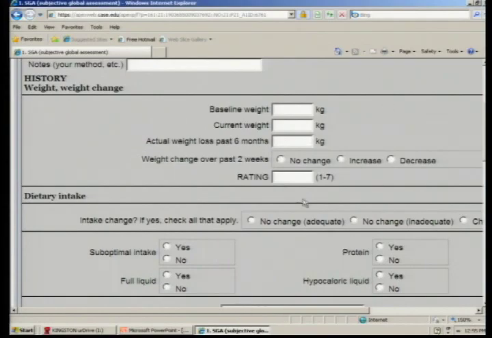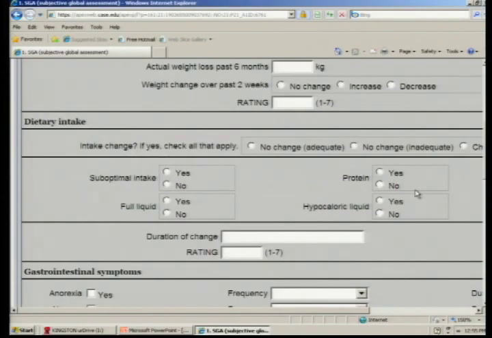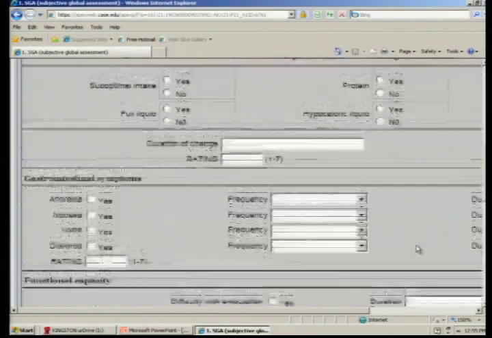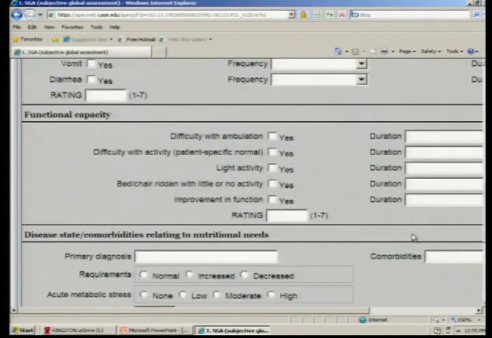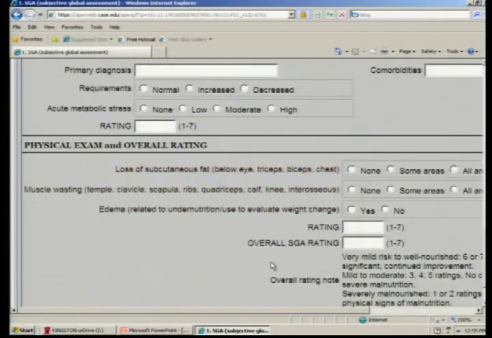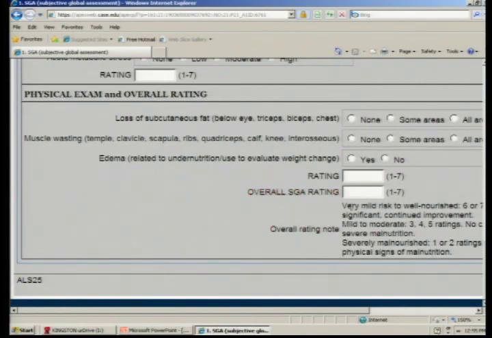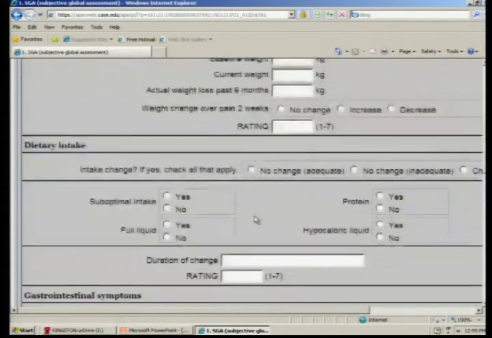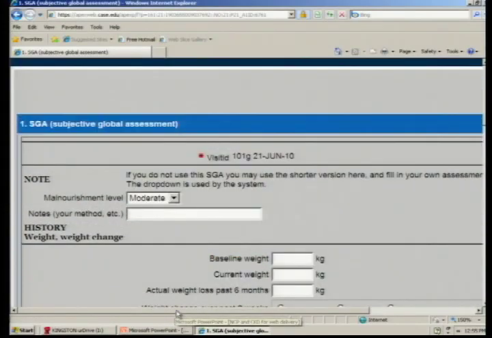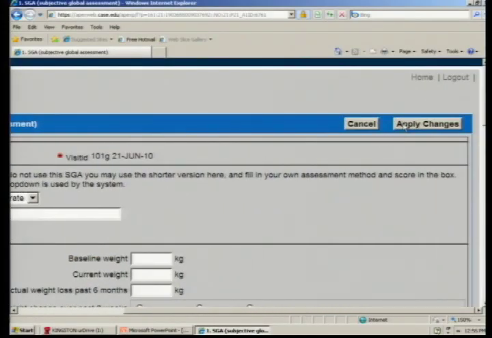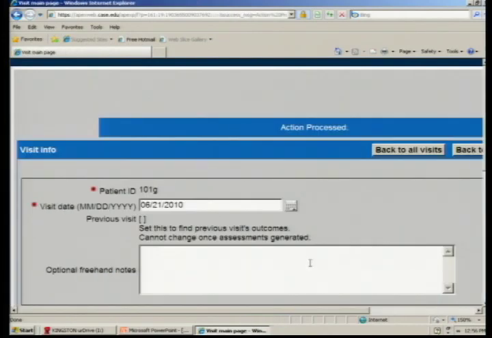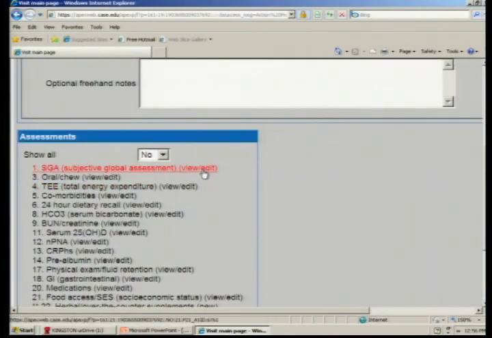Here's the weight change information. You can put in your rating, the dietary intake information and your rating, GI, functional capacity, etc., your physical exam and the rating, and then the overall SGA score, and you'd enter that here. And then when you close this or push enter, the parentheses beside that shows as viewed or edit, and that's the way you know you've opened that assessment.